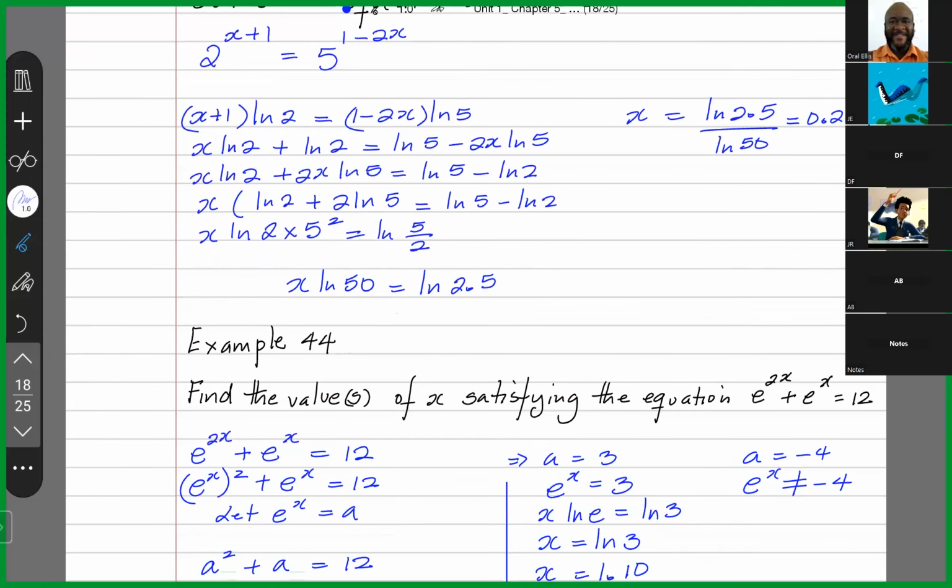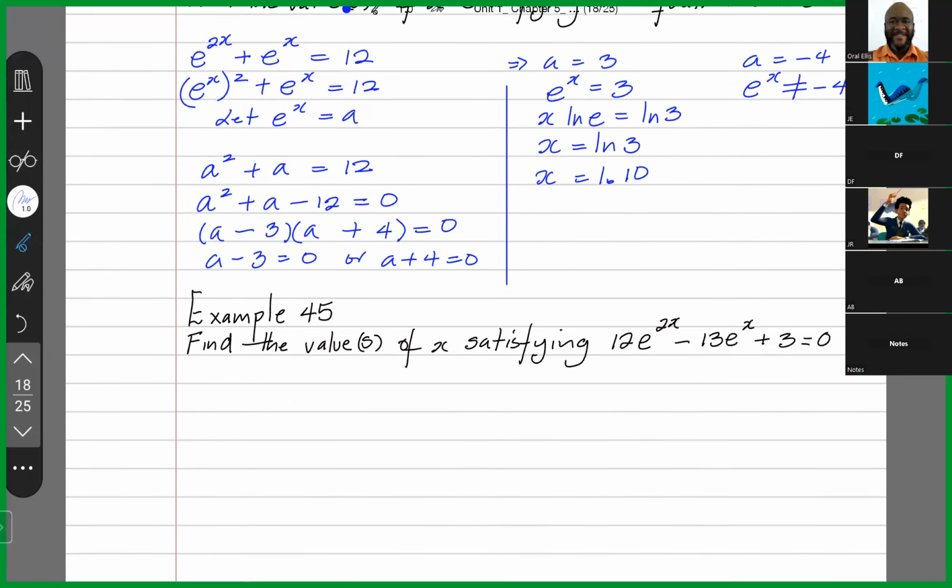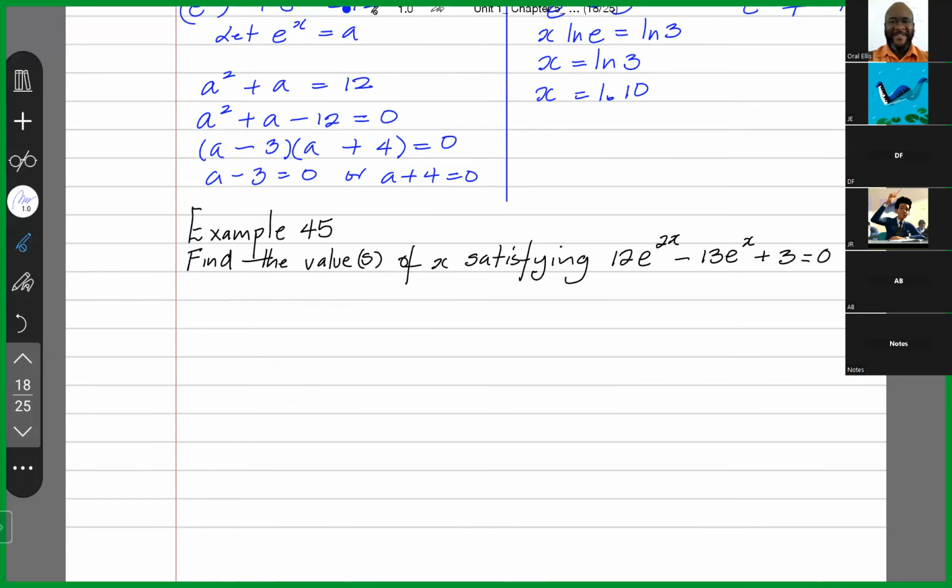Let's have a go at example 45, which is similar to example 44. I'm going to have 12 e to the x squared minus 13 e to the x plus 3 is equal to 0. Now, if I call e to the x a, I'm going to have 12a squared minus 13a plus 3 is equal to 0.